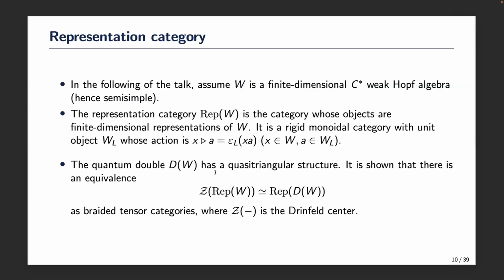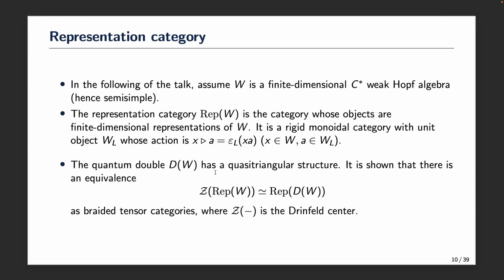And in the following of the talk, we assume that W is a fixed finite dimensional C*-weak Hopf algebra. So it is semi-simple because it is finite dimensional and C*. And the representation category, Rep W, is the category whose objects are finite dimensional representations of W. It is a rigid monoidal category with unit object given by the left or right unit subalgebra, whose action is given by this. Actually, there are other equivalent unit objects, like W_R. And we also have a similar equivalence of categories in the case of Hopf algebra.